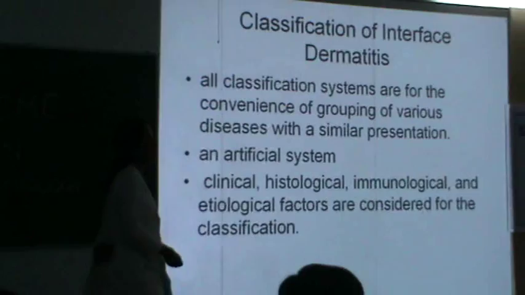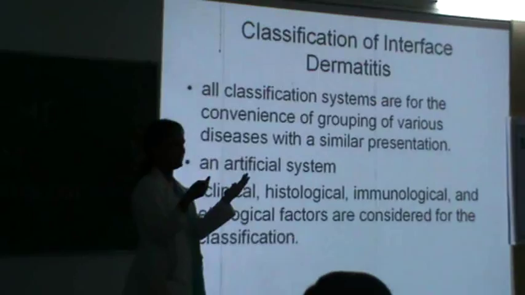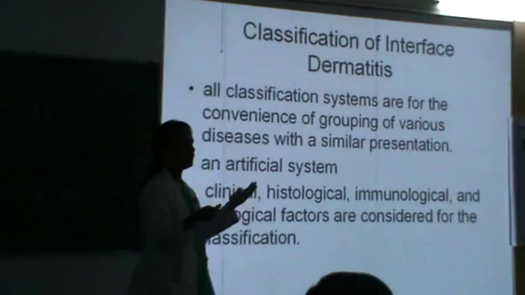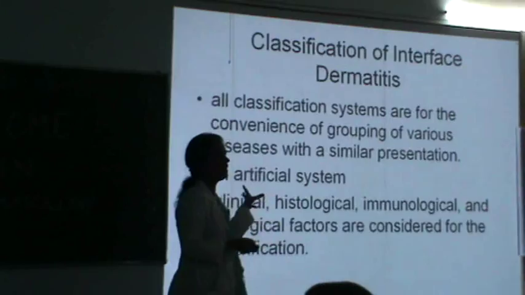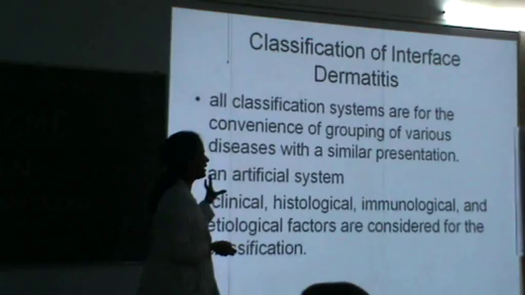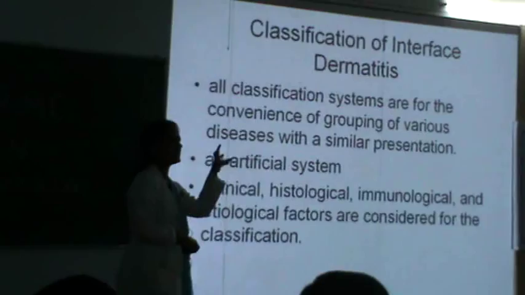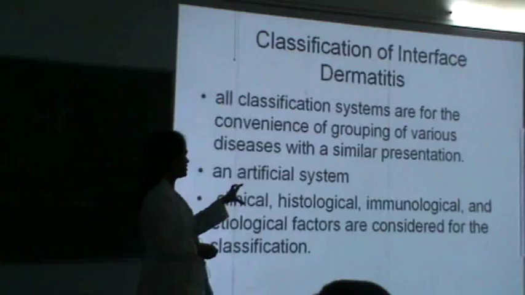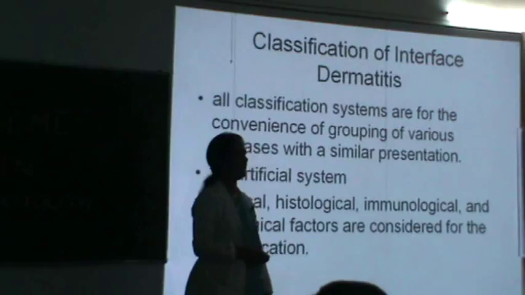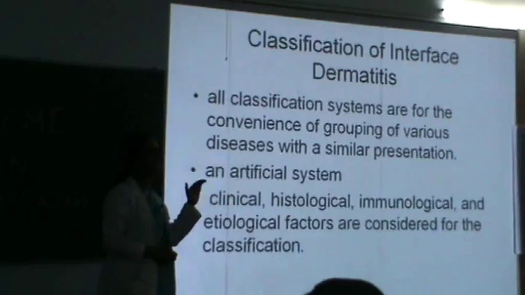So, classification of interphase dermatitis. One is based on how the epidermal changes appear, the other is based on the inflammatory cells. But again, a classification is for convenience: we put all these diseases with similar appearance in one group, and when we take clinical, histological and immunological features together, a person who is just starting to categorize this would definitely land up with a lot of confusion. Good. I'll just give you a list of diseases which come under interphase dermatitis.